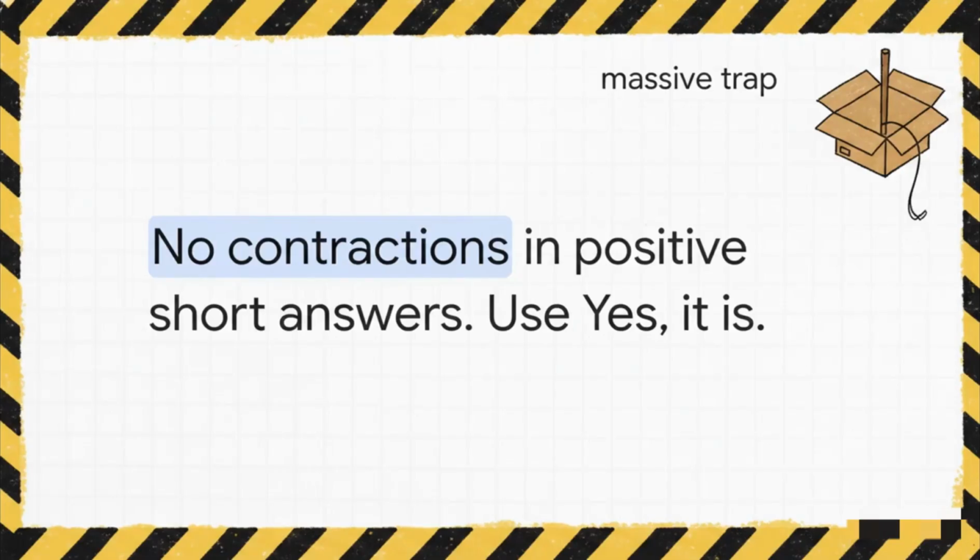But actually, hang on, pause for a second, because there is a massive trap here that catches almost everyone out. You absolutely cannot use contractions in positive short answers. If someone asks, is it from Mexico? You have to reply with the separate words, yes, it is. You absolutely must not say, yes, it's. The English ear expects the stress to land fully on that final word, is, and you can't do that if you've chopped it in half.